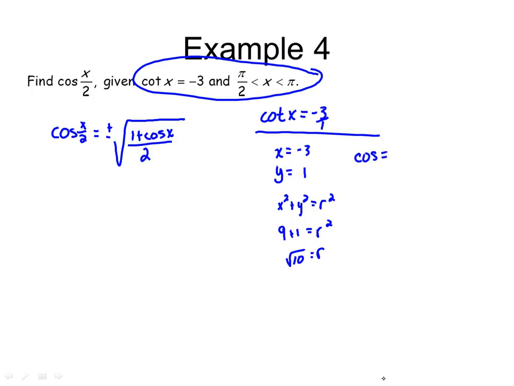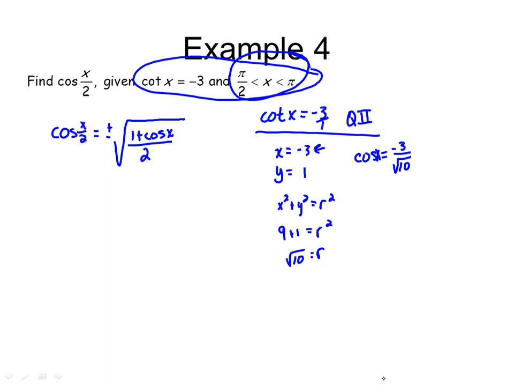Cosine is equal to x over r. Why is it negative? Not because of this, but because of what? Because you're in quadrant 2. That's why it's negative. Because cotangent of x being negative 3 over 1, that negative could go with either the 3 or the 1. Y could have been a negative. But the fact that we're in quadrant 2, cosine's negative, sine's positive. Okay, so we know that cosine is equal to negative 3 over square root of 10.